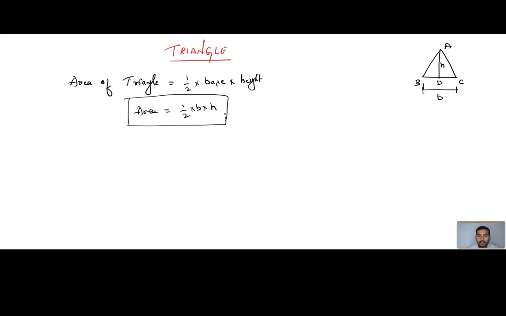Children, to find the area of a triangle, we have another formula. Understood? If they are going to give all the side values, then we use Heron's formula. Remember, this area of triangle formula we use if they have given base and height. If they have given base and height values, we can use area equals half into base into height.